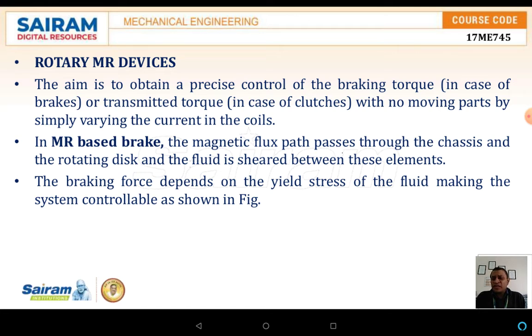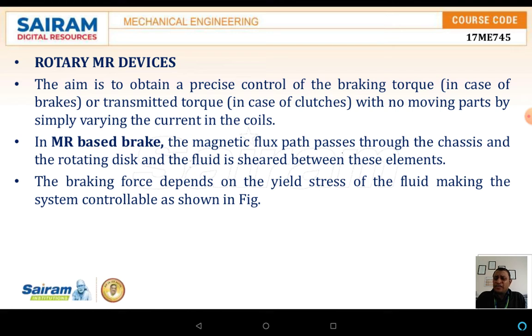The next one we are discussing is with respect to rotary MR devices. The main aim is to obtain precision control of the braking torque and to transmit the torque. For the transmission of torque, what we have discussed is with respect to clutches. For the braking of torque, the best example is the brake with no moving part, with very simple variation of the current in the coil.